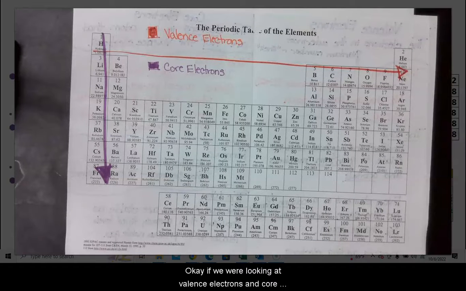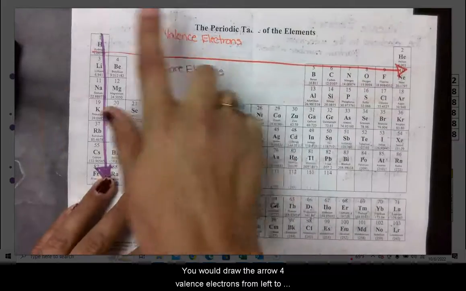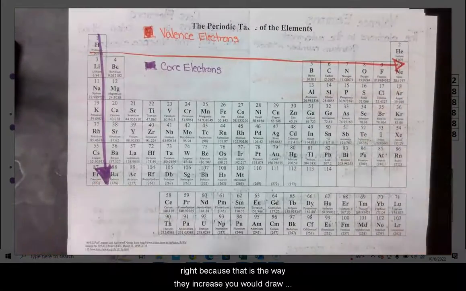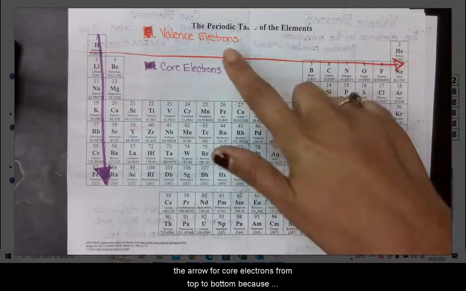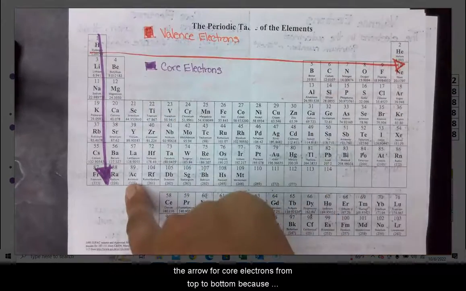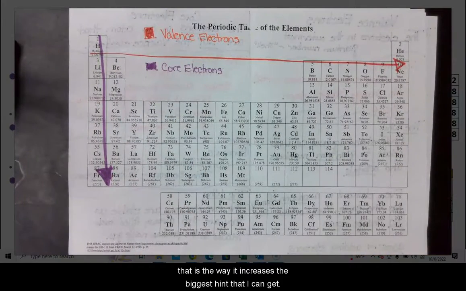Okay, if we were looking at valence electrons and core electrons in terms of diagramming them on a periodic table, you would draw the arrow for valence electrons from left to right because that is the way they increase. You would draw the arrow for core electrons from top to bottom because that is the way it increases.